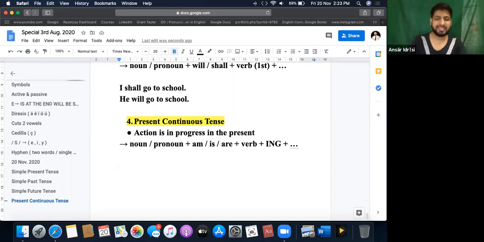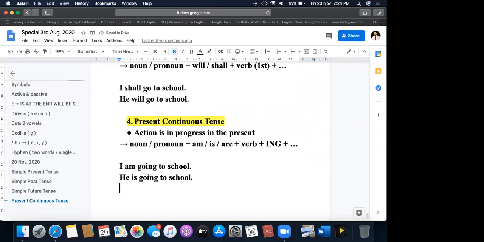So here the sentence will be like, for example, I am go. I plus am plus verb is there, go plus ing. I am going to school. Next one, he. He plus is, because he, she, it what? Singular. So he is plus go plus ing. He is going to school.